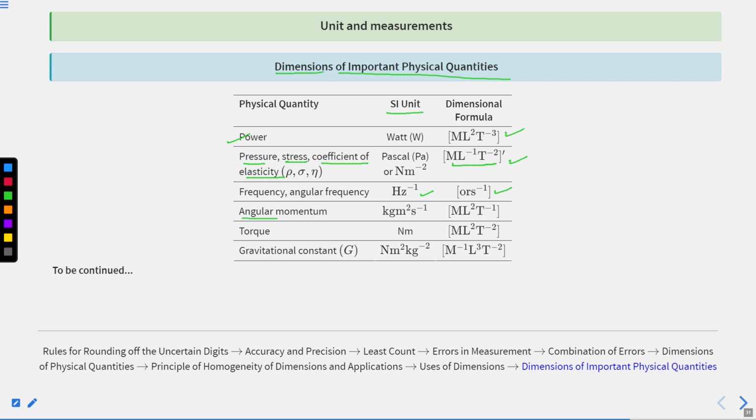Next is angular momentum. Unit this, and this is the dimension formula. Torque, Newton meter, and this is the dimension formula. Gravitational constant denoted by G, the dimension formula. This is the unit and this is the dimensional formula. Clear? Power, pressure, frequency, angular momentum, torque, and gravitational constant.